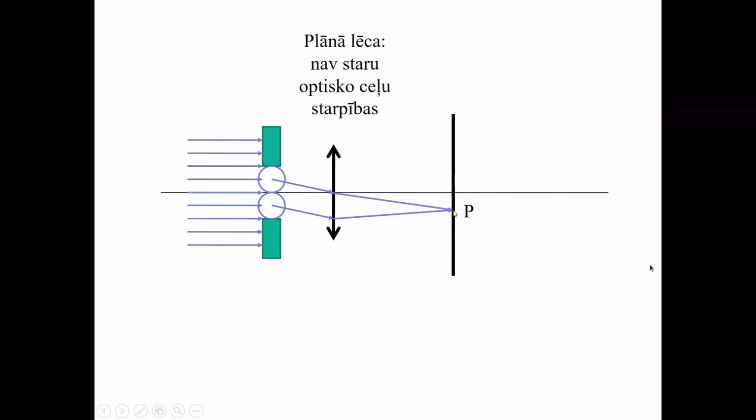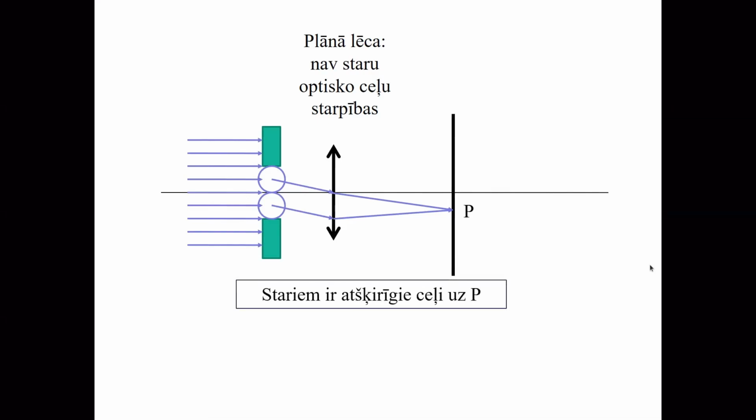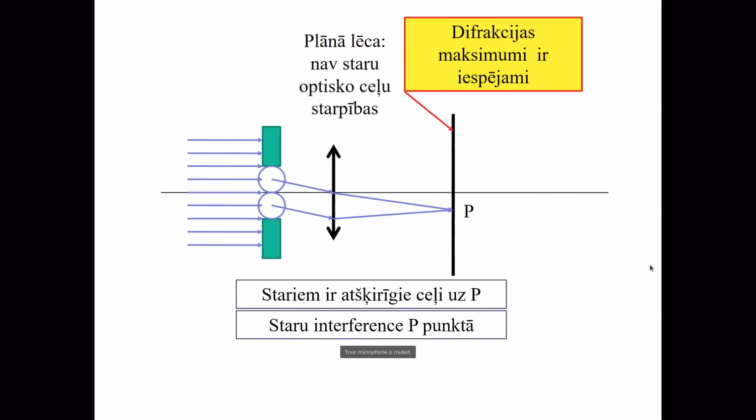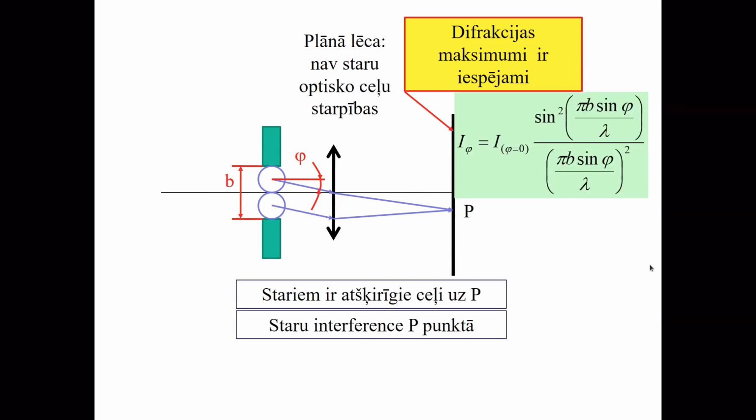And actually, Fraunhofer analyzed this case and calculated that depending on the diameter of the pin and the angle phi, the intensity at the point P depends like this one. Have a look. The wavelength, the B, and the phi.